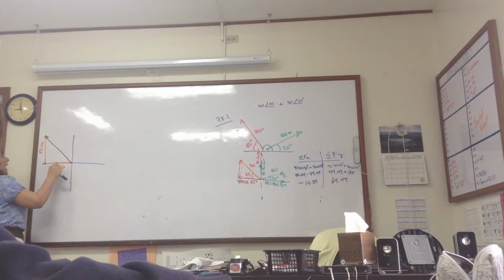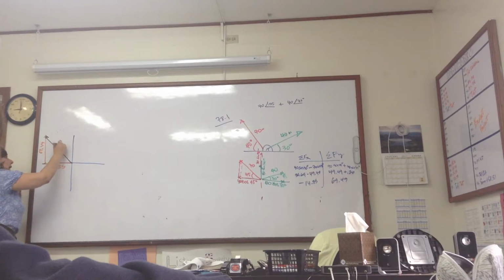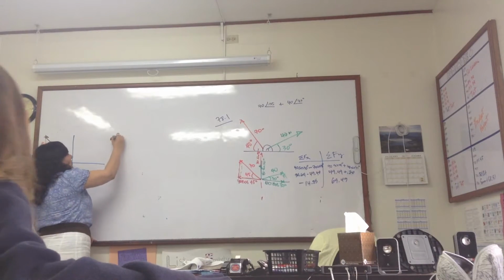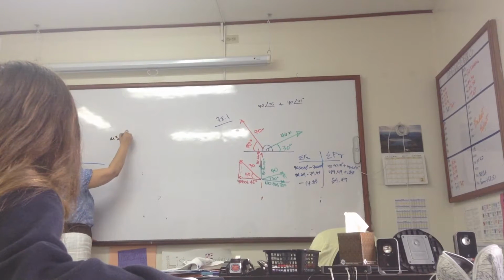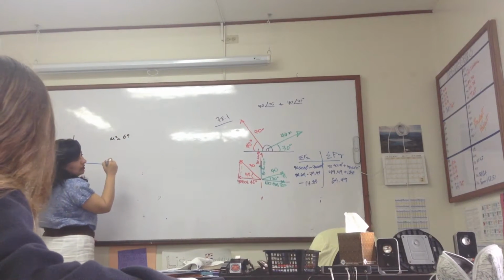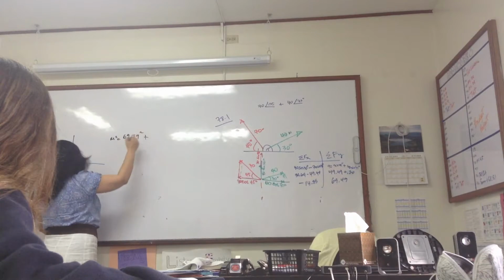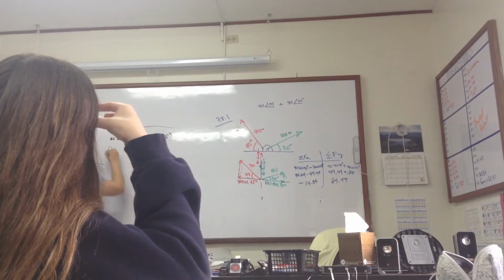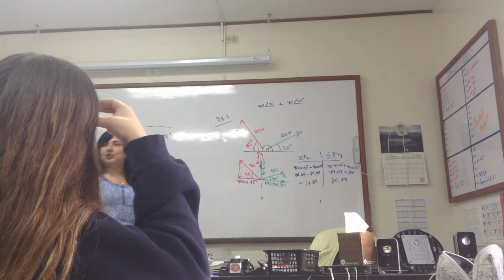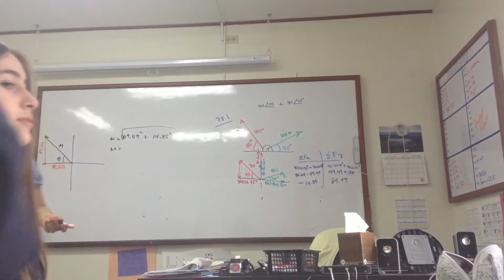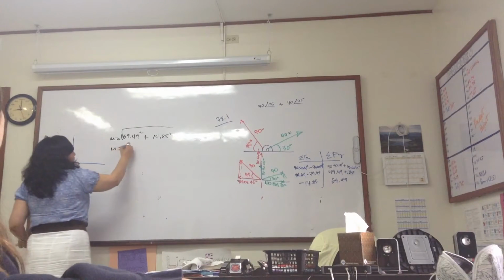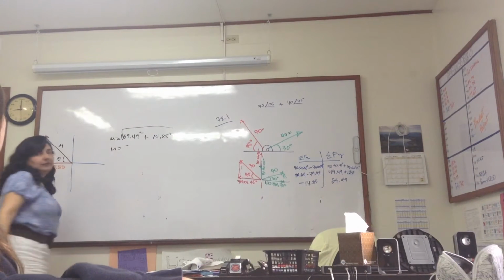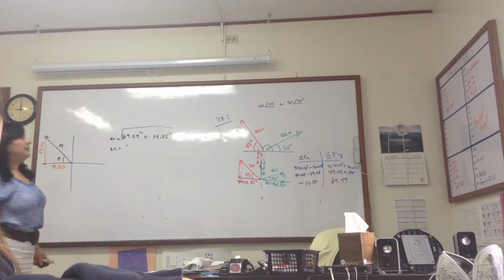So now I have to give the force again. How do I do it? I find the magnitude, and I find the angle. M squared equals 69.49 squared plus 14.85 squared. Okay, and M will equal? 5,049.38. But actually I didn't square root it. 71.06.